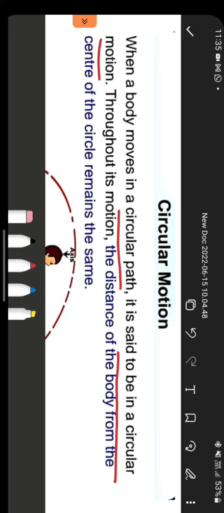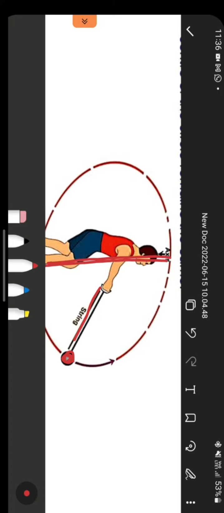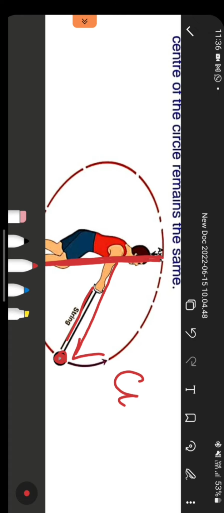See the picture: a boy is rotating something. He is holding a string, and with the string some stone or any object is held tightly, and he is rotating it. So this is the axis. Who is in the center? He, that means this student like you. Along the axis some object is rotating. This type of movement we call circular movement or circular motion.